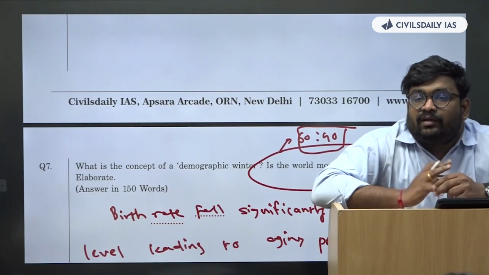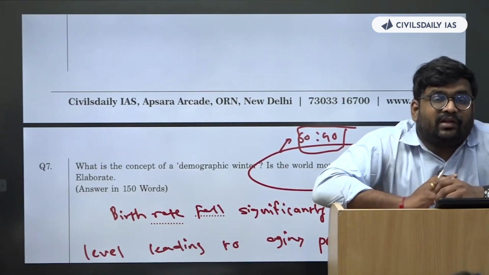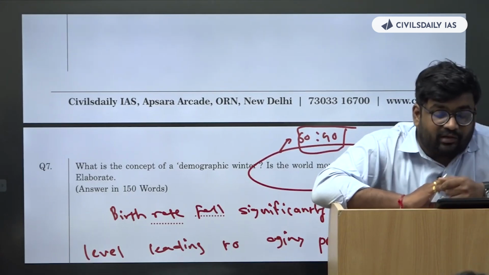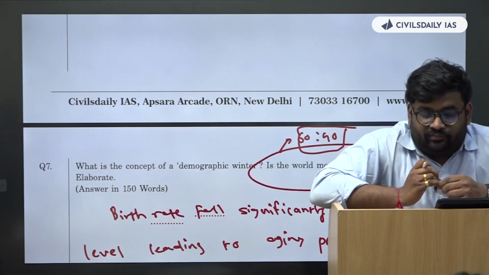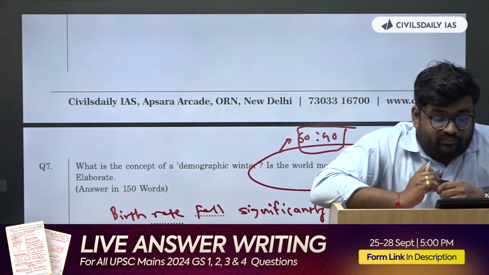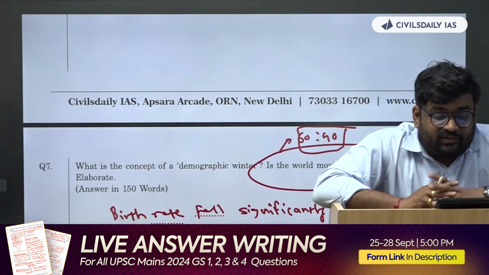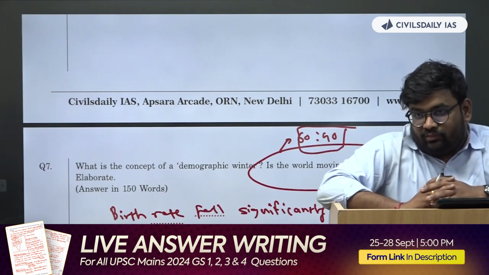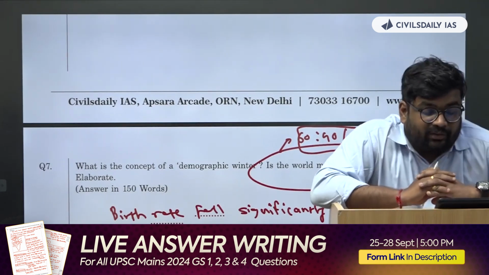Then second, East Asia. The total fertility rate in Japan is 1.3 and in South Korea it is 0.8. Then third, the US. The TFR is 1.8, well below the replacement level of 2.1.